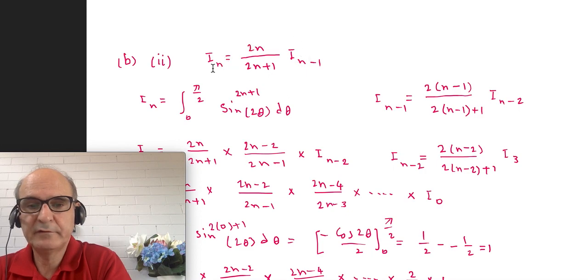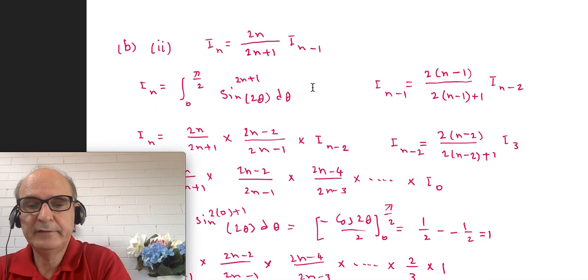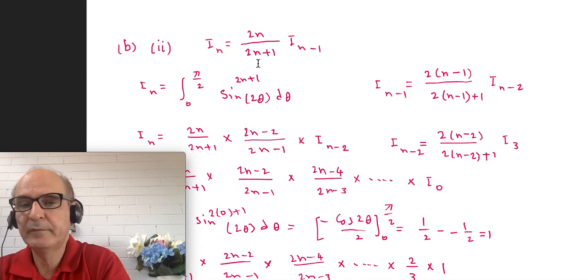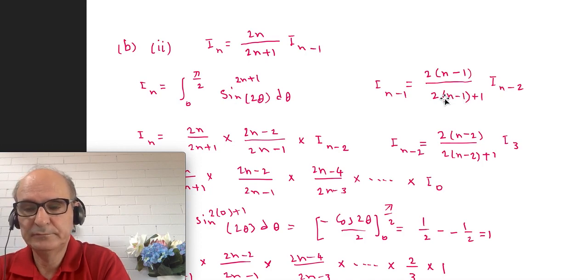All right, that was what we proved previously. I_n is equal to 2n over 2n plus 1 times I_(n-1). And we can apply this rule for any value of n. For example, I can replace n with n minus 1 everywhere here. So that will give me I_(n-1) is equal to 2 times (n minus 1) over 2 times (n minus 1) plus 1 times I_(n-2), because everywhere I'm replacing n with n minus 1.